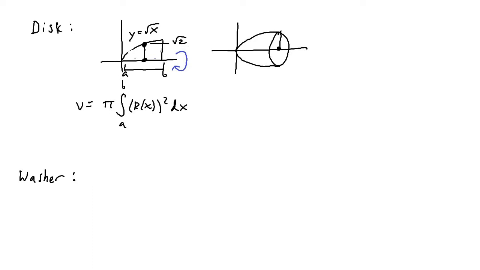Now let's say you're trying to rotate a region about the y-axis instead of the x-axis. Then the volume formula you will use is volume equals pi times the integral from c to d, and those just represent y bounds, of r of y squared times dy. So realize that when we're rotating around a horizontal axis like the x-axis, we put everything in terms of x, and when we're rotating around a vertical axis like the y-axis, then we put everything in terms of y, and that's the only change we have to make.